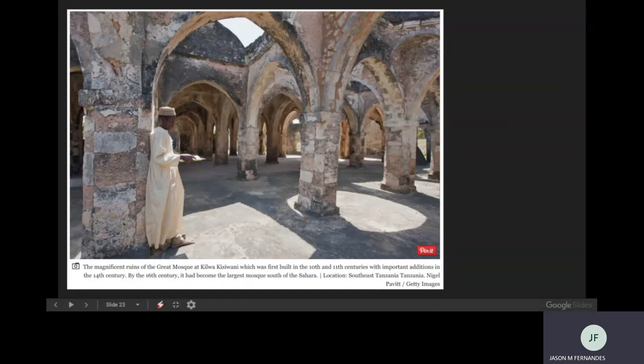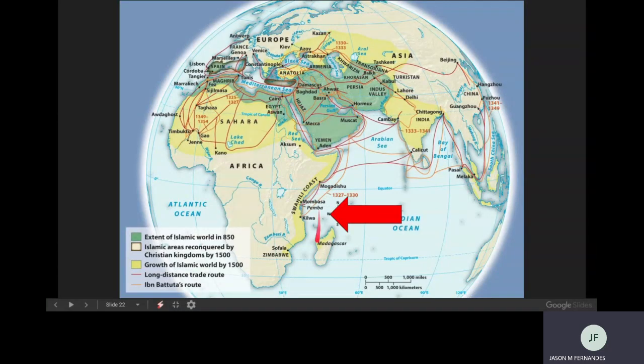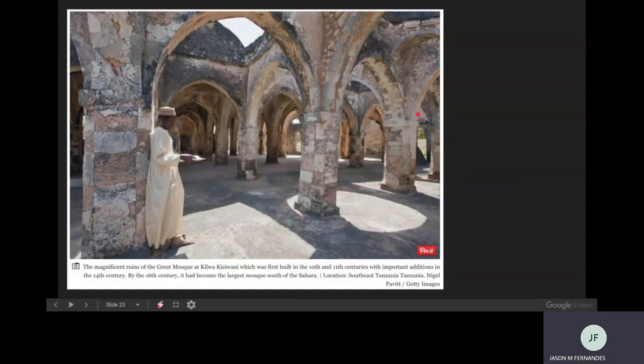So it becomes this very important center of Islam on the East African coast. So look at the Sahara Desert up here, really far away, right? It's this really beautiful mosque made out of stonework, which has been plastered over, right, to give it a smooth surface, and you can see some of the stonework underneath there. So just a really wonderful piece of architecture, right?